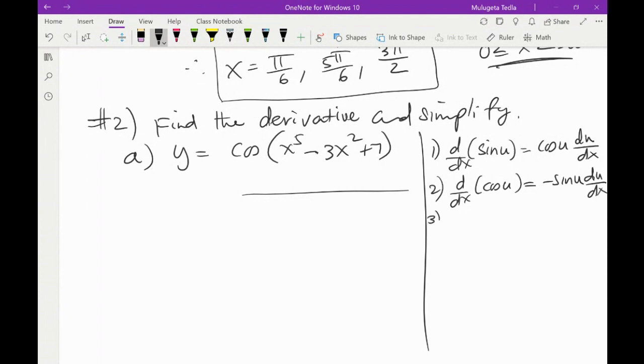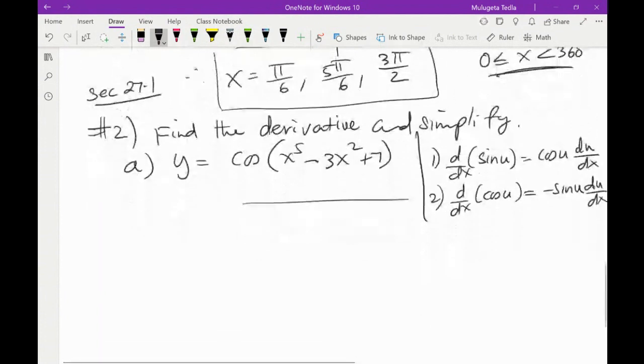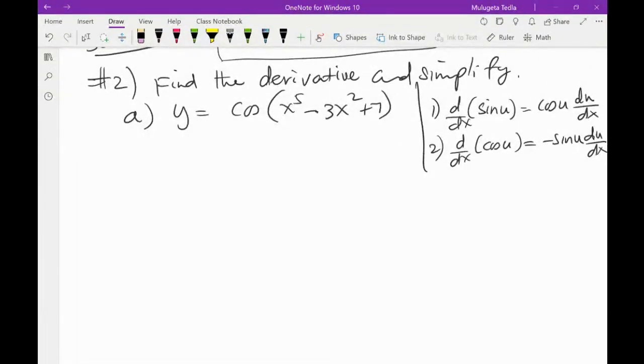And then, of course, number 3, d by dx tangent of u. We're going to talk about this later on, or maybe I will introduce those later on, right? I think this section is section 27.1. These three questions are that.